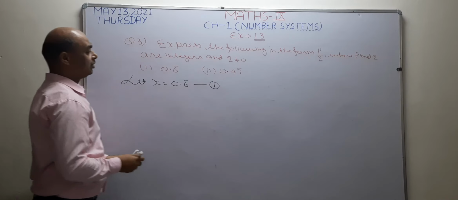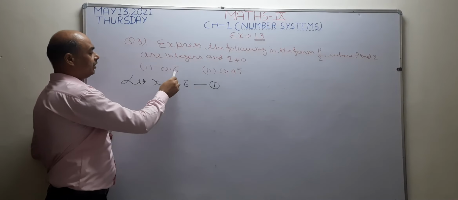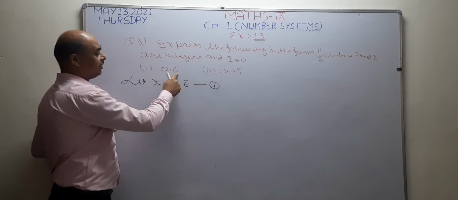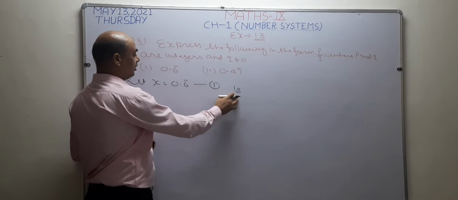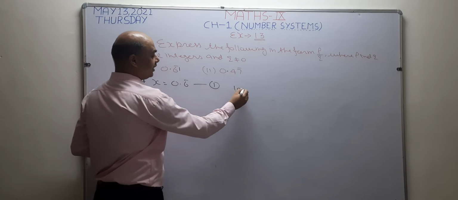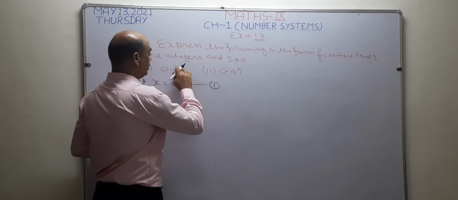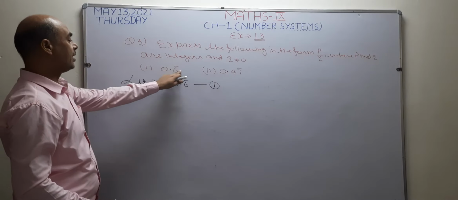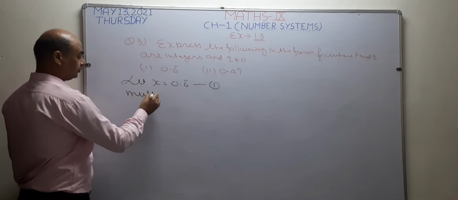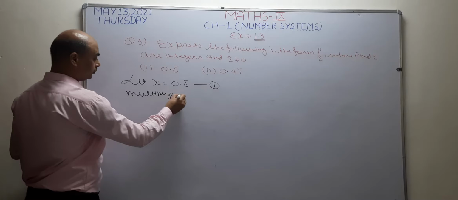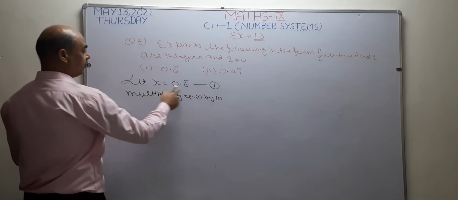After taking the first equation, the second step is to check how many digits are there under the bar. How many digits are there under the bar? In this question, only one digit is there. One digit means 10. 10 means I want to multiply this equation by 10. If there are 2 digits, then I want to multiply it by 100, and if there are 3 digits, I want to multiply the given number by 1000. Okay. Now, since this question has only 1 digit under the bar, I want to multiply equation number 1 by 10.